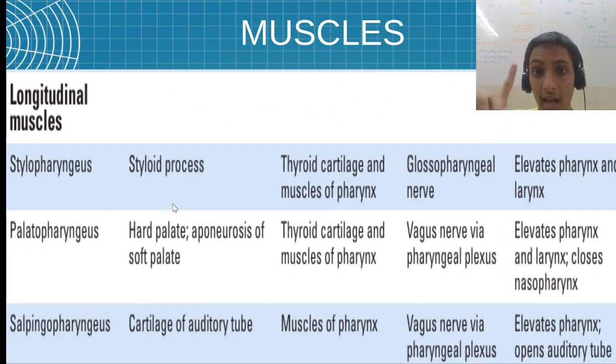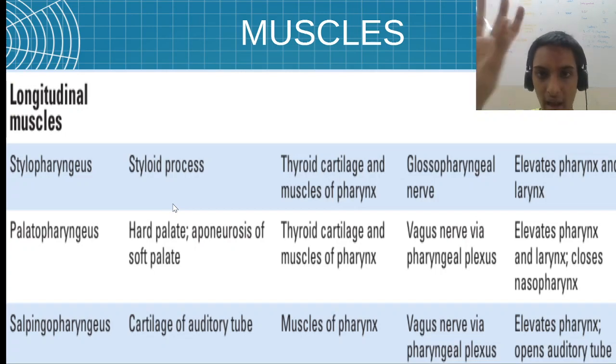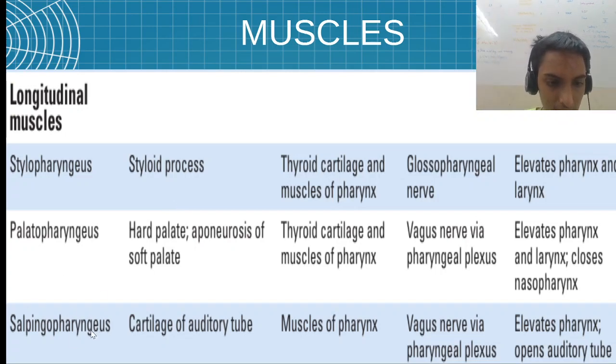Palatopharyngeus from palatine aponeurosis. Please remember this much. Salpingopharyngeus from auditory cartilage. Remember, insertion is common. Pharyngeus is there in all of them, so it will insert into the pharyngeal wall. And nerve supply, very easy. Except stylopharyngeus, these two will be supplied by pharyngeal plexus of vagus. Only stylopharyngeus is the exception, supplied by glossopharyngeal nerve. What do they do? They elevate the pharynx and larynx.